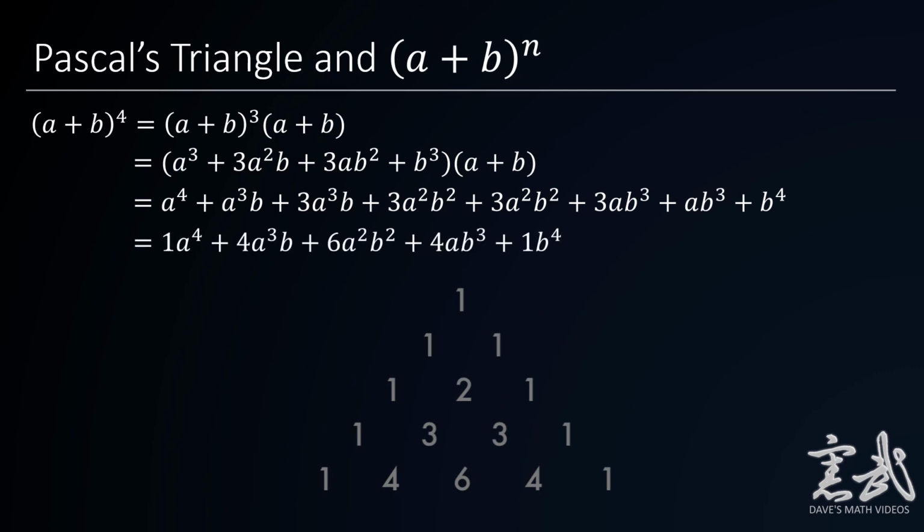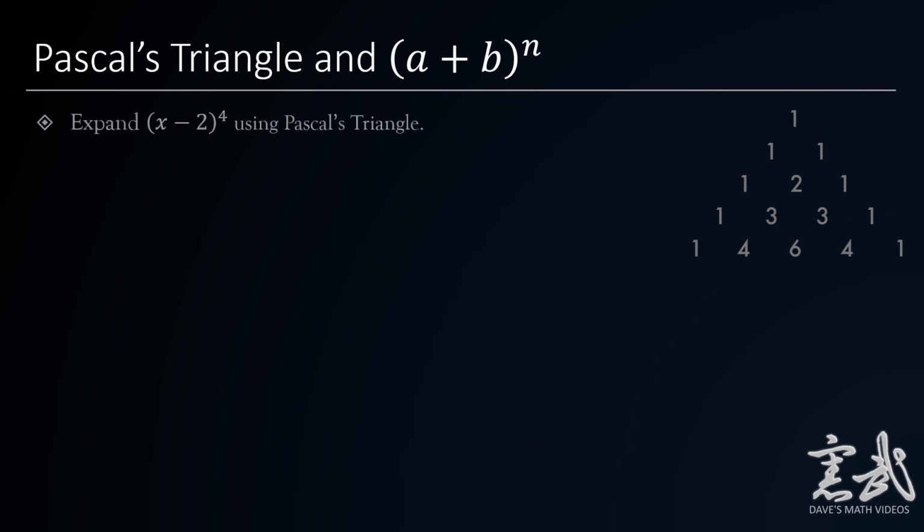When we combine like terms, we get 1a^4 + 4a^3b + 6a^2b^2 + 4ab^3 + 1b^4. Indeed, we can see that this conforms to the fourth row of Pascal's triangle.